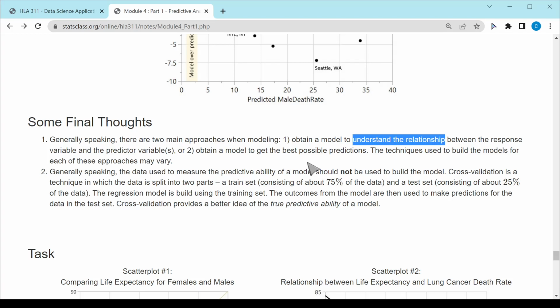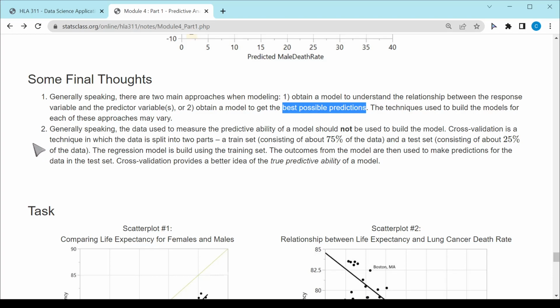Whereas when I'm doing machine learning or even artificial intelligence, generally there, the purpose is just to get the best possible predictions. Now, certainly a regression model can do both of these, okay? But there are better ways or other methods that exist to get the best possible predictions if you don't really care about how the relationship is being built between those, or how it goes about explaining the relationship.